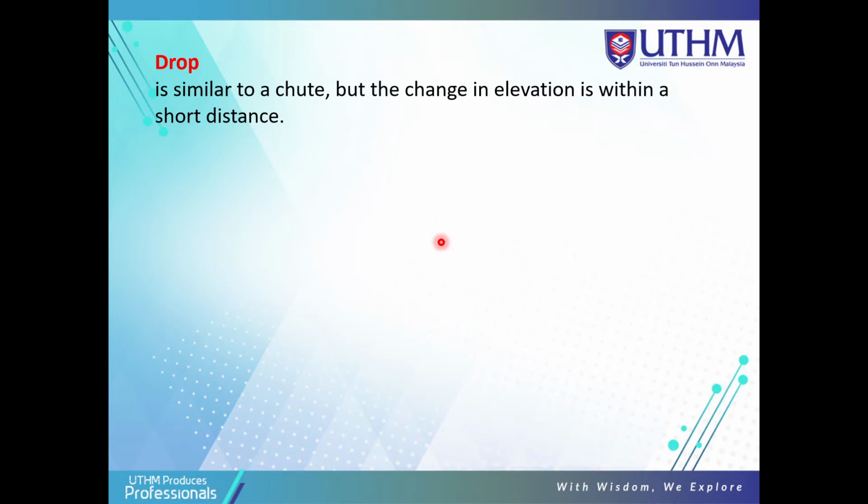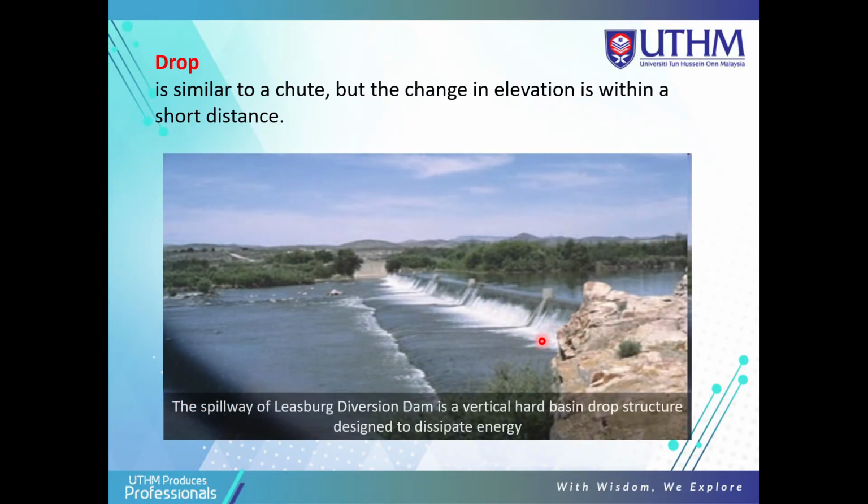A drop is similar to a chute, but the change in elevation is within a short distance. This is called a spillway in the dam, actually the diversion in the dam. It is a vertical hard basin drop structure designed to dissipate energy. We will learn more on hydraulic structures in chapter 5 or chapter 6.